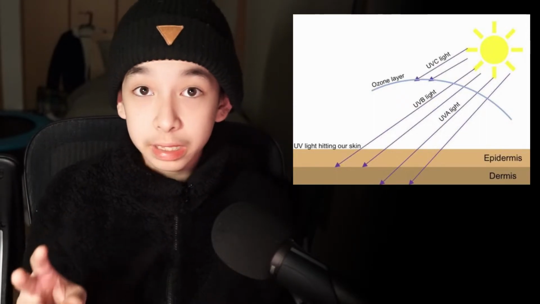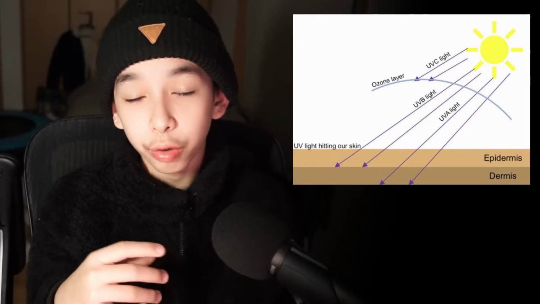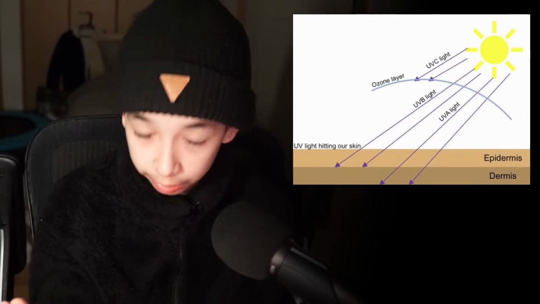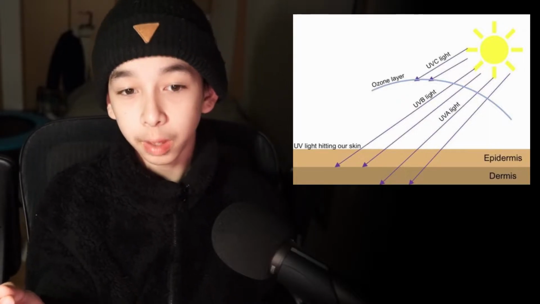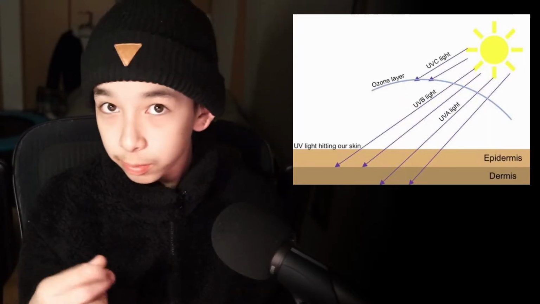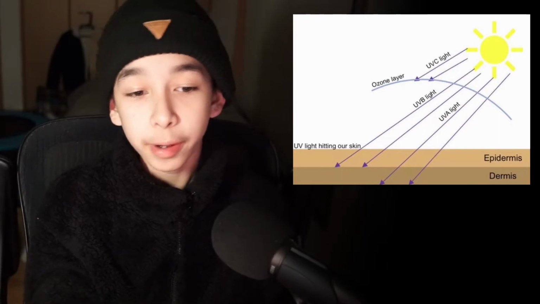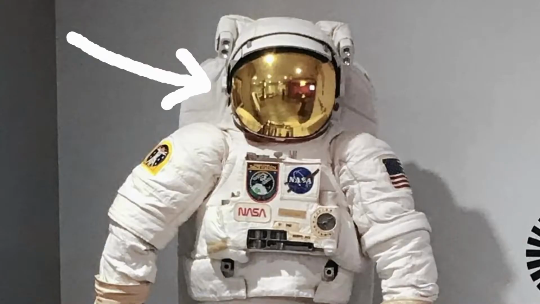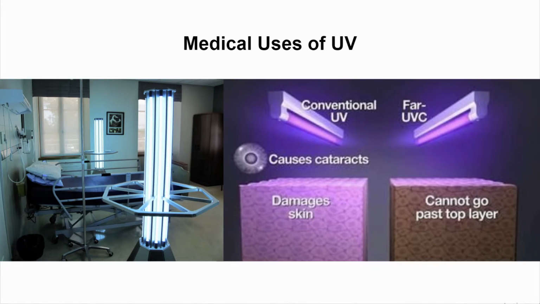But ultraviolet B is very common in our Earth's atmosphere, but if you get in contact with it, you'll most likely get cancer, which is not good. And ultraviolet C is really powerful. You don't need to worry about it because it cannot cross the ozone layer. Fun fact, if you are ever wondering what those astronaut suits are for, it's actually to protect them from ultraviolet C radiations.